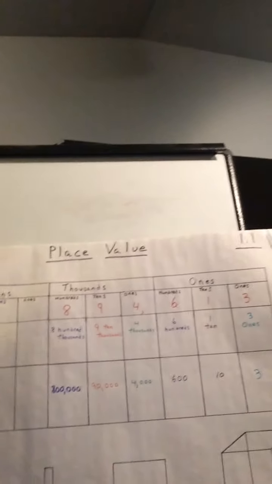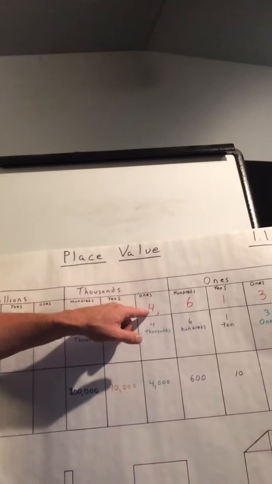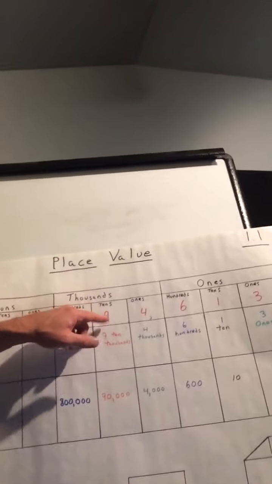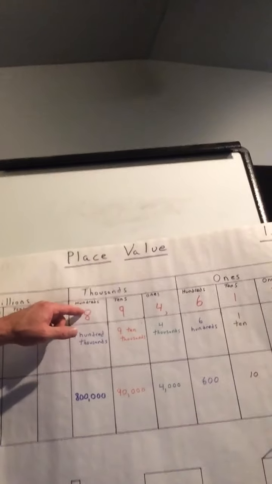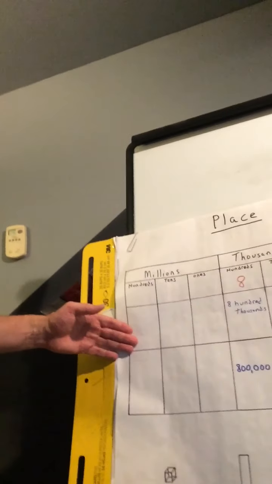So you notice over here, this was the ones period. Here we have the thousands period. And remember, we learned that word period yesterday. In the thousands period, we have a 4 in the 1000s place, which would mean 4,000. And over here, we have a 9 in the 10,000s place. And we have an 8 in the hundred thousands place. And if you look over here, we have millions also. That's another period, the millions period, but there's nothing there.